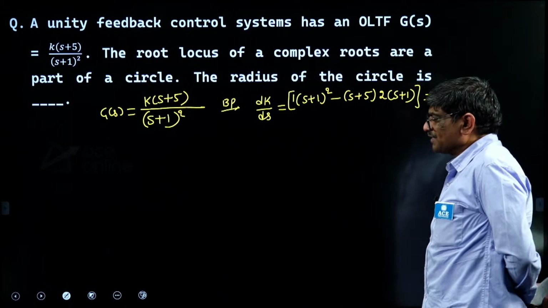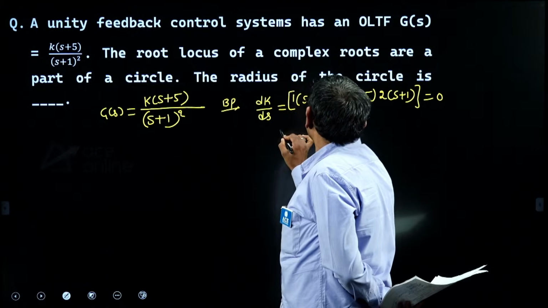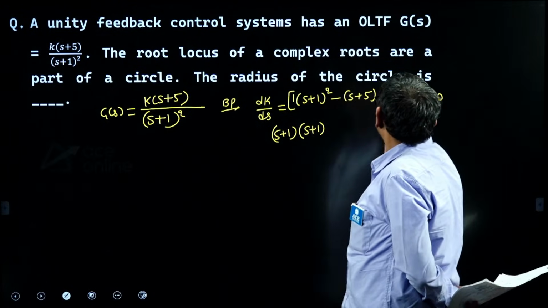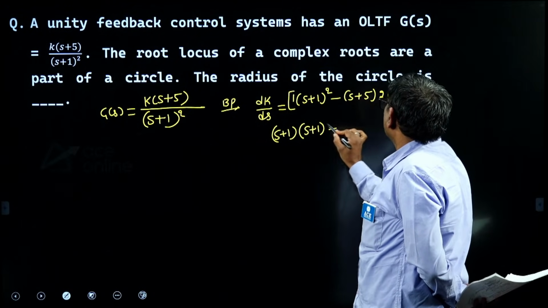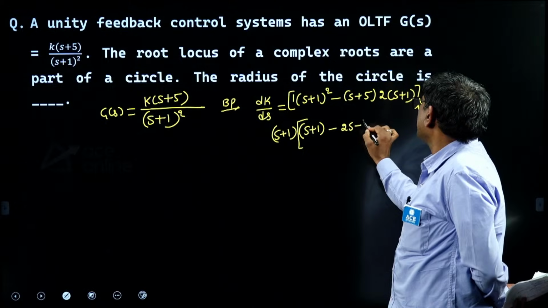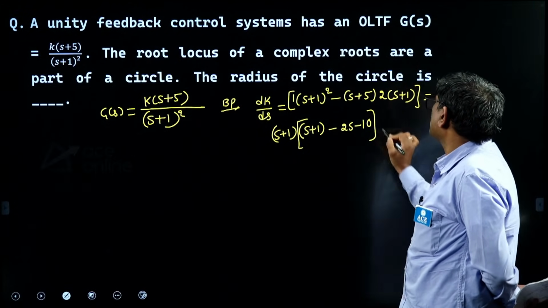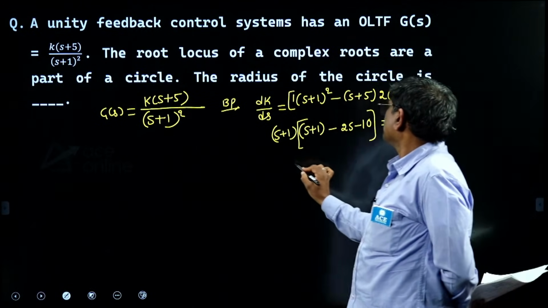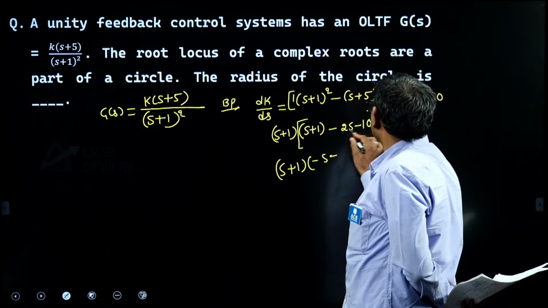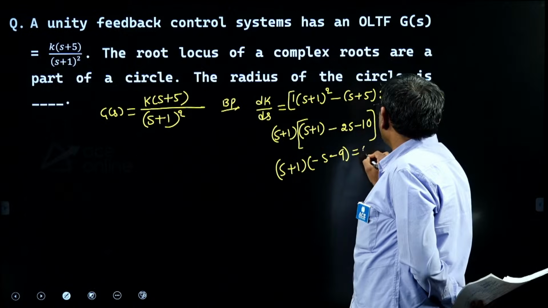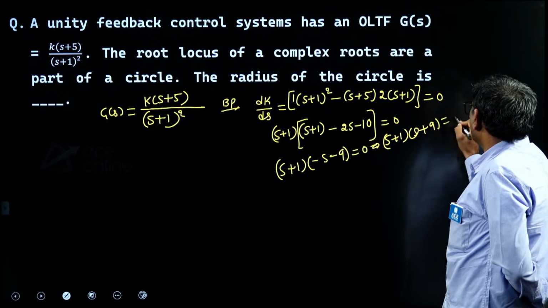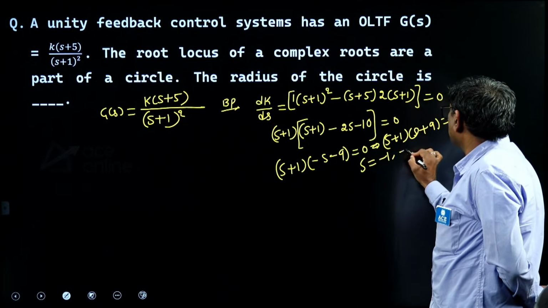Can anybody tell the answer? So, S plus 1, take it common. What is left here? S plus 1 is left. What is left here? Minus... S plus 1, take it common. So, what is left here? 2S minus 10. Yes or no? S plus 1 into 2S minus 10 equals 0. So, that means S plus 1, here minus S minus 9 equals 0. And what are you getting? S plus 1, S plus 9 equals 0. So, S equals minus 1, minus 9.